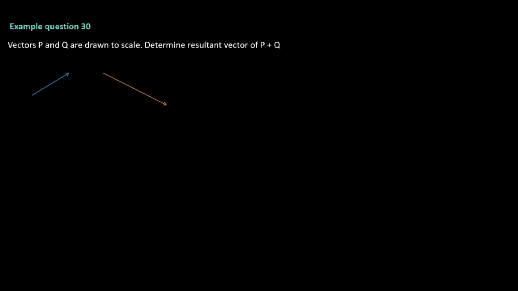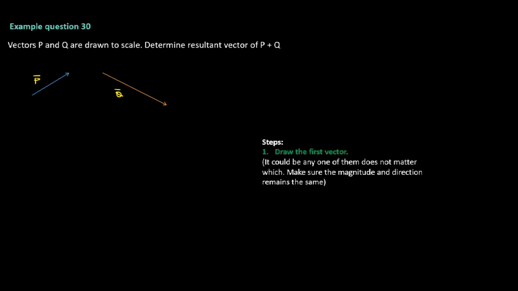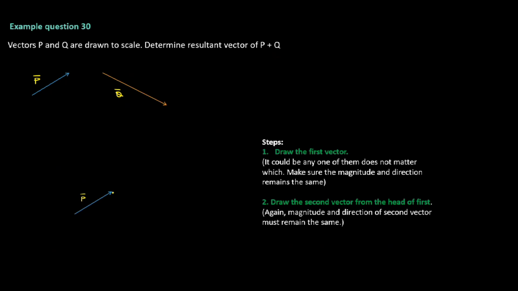Example question 30. Vectors P and Q are drawn to scale. Determine the resultant vector P plus Q. So again, this is my vector P bar and this is Q bar. We follow the same three steps as before. First, we draw the first vector. I'm going to start with P. I will draw vector P bar as it is, same magnitude, same direction. Then we start to draw the second vector from the head of the first. So I will draw my Q bar from the head of P. So this is my vector Q.